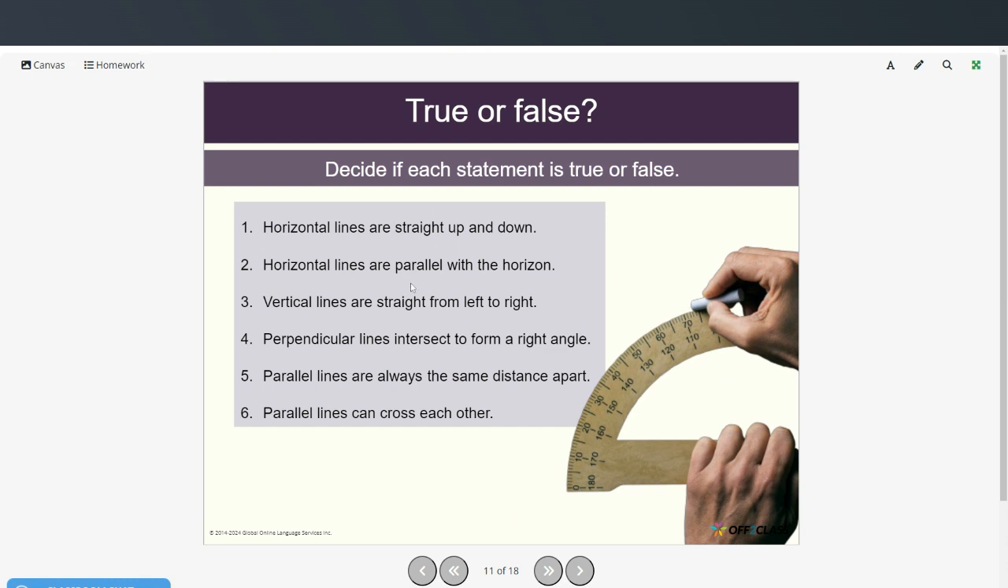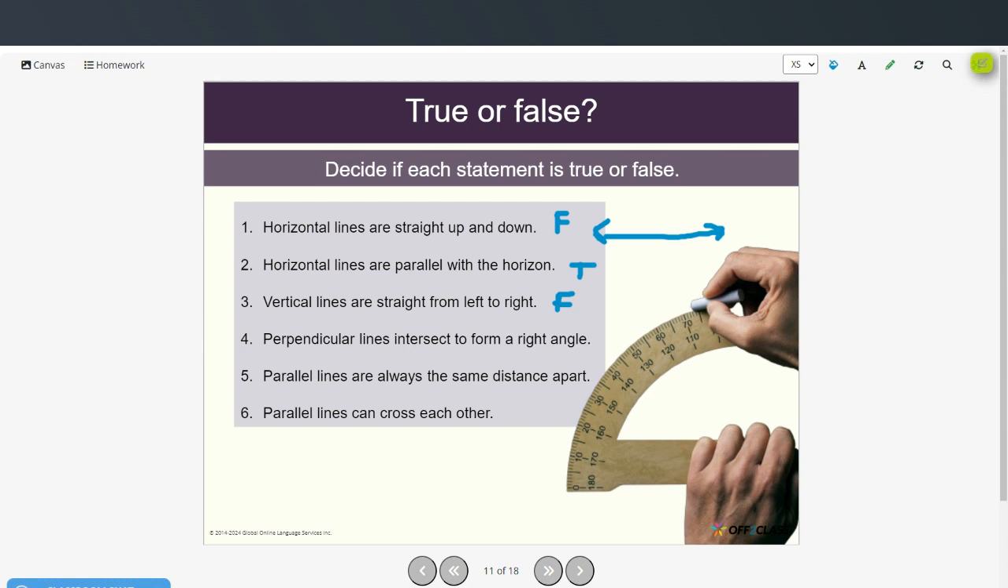Okay, so decide if each statement is true or false. Horizontal lines are straight up and down. Well, that's false. Horizontal lines go from left to right. Horizontal lines are parallel with the horizon. Well, that would be true. Vertical lines are straight from right to left. Well, that would be false because that's a horizontal line.